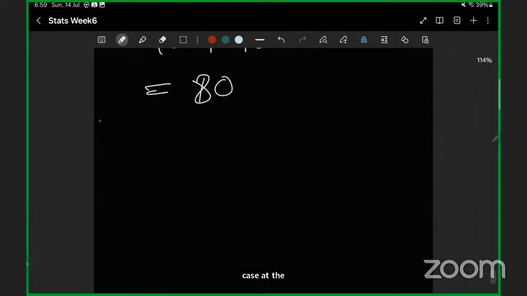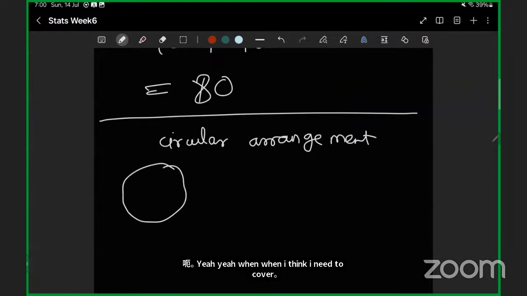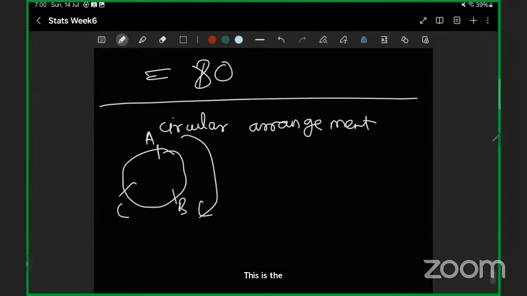One thing I think I need to cover is when there is a circular arrangement. So how I see it is, let's say I have A, B, and C. I always go clockwise or anti-clockwise, your choice. I go clockwise. So I write it like this, and there's another case which is also A, B, and C.